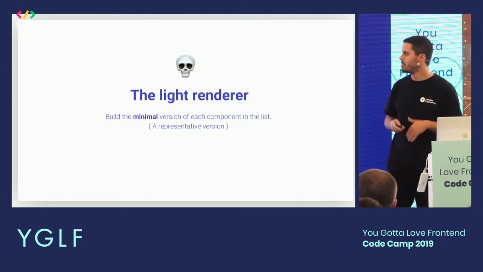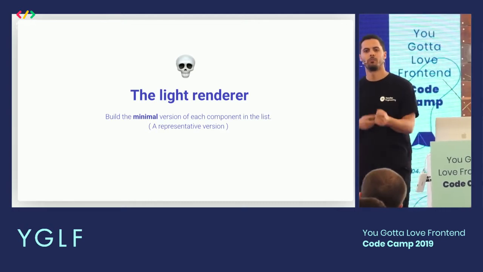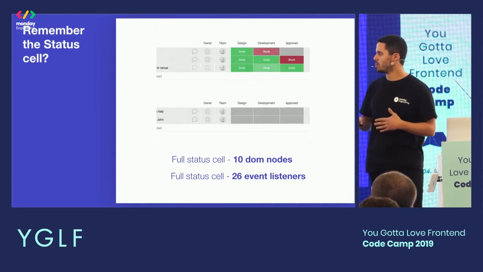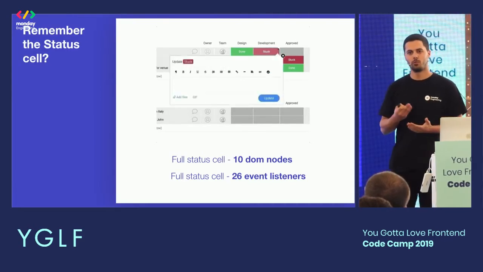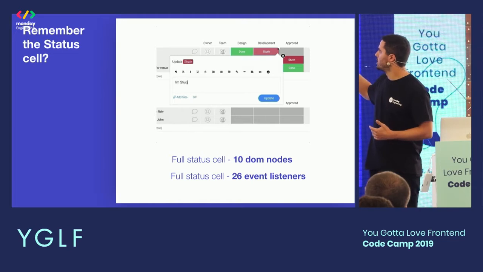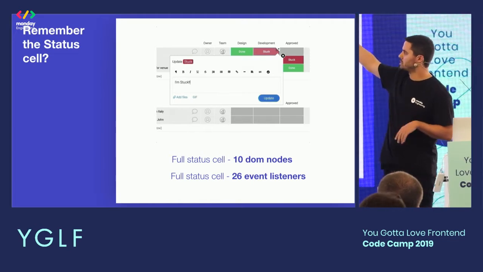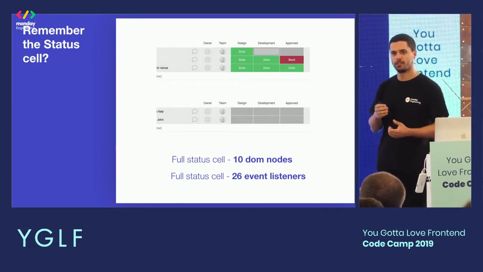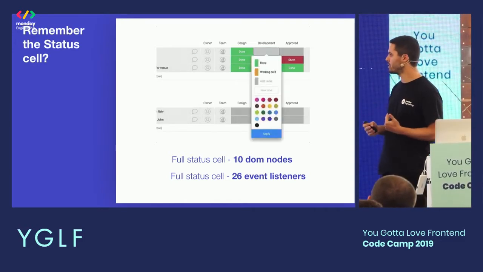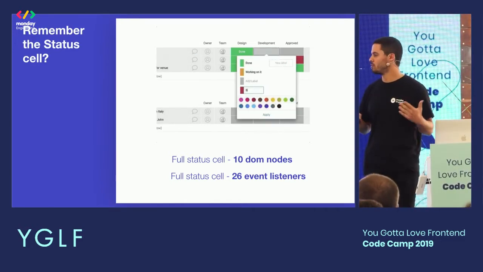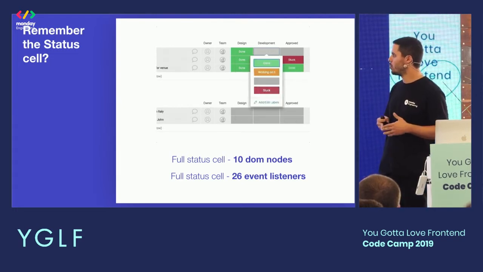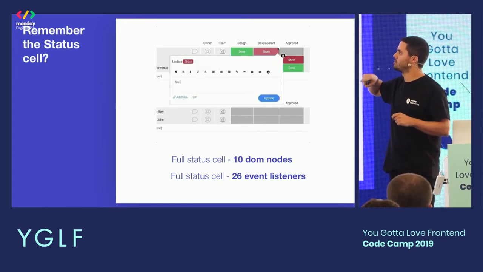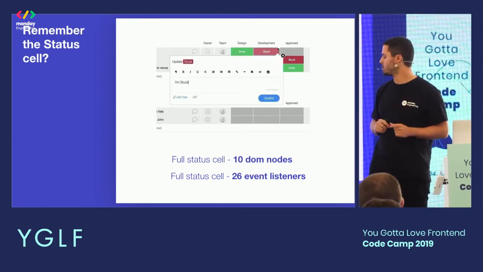The idea is to build a minimal version of the component for each component in the list, okay? Only the representative version. While we scroll, we don't need the entire functionality of each cell. For instance, this is the status cell we saw before. You can click it, you can add a note, you can hover it and change the colors and everything. But while we scroll, we don't need any of this functionality. So what we want to do is to build a minimal version where we can only see the cell and its content.